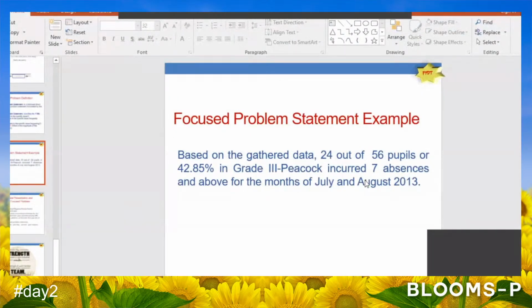Based on the gathered data, 20 out of 60 pupils, or 33.33% in English, grade 3, section Gold, were categorized as low readers during the conduct of the third quarter oral reading verification for the school year 2019-2020.